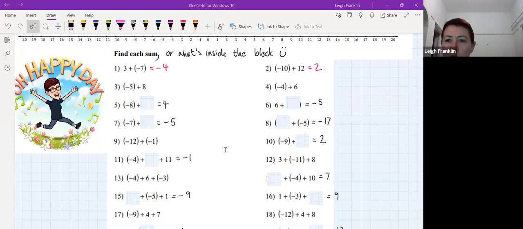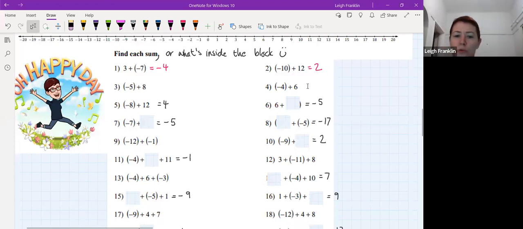Ma'am, is it negative 13? Negative 13. No, unfortunately not. All right, so here, I've got an answer. 12. It's 12, absolutely. Because if we start at minus 8 on the number line, we have to add 12 if we want to end up at 4. Perfect. Quite right.